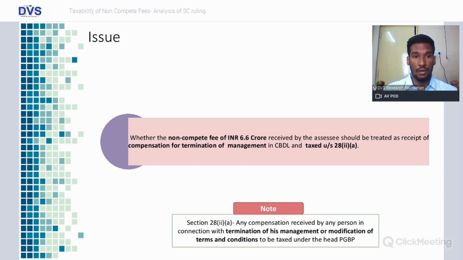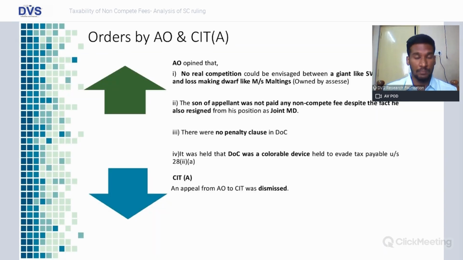So that was the contention of the revenue, and this was the issue that was taken to the Supreme Court. So we'll see what happened further. We had some interesting orders that have been passed in the appellate forums. We will discuss them in brief.